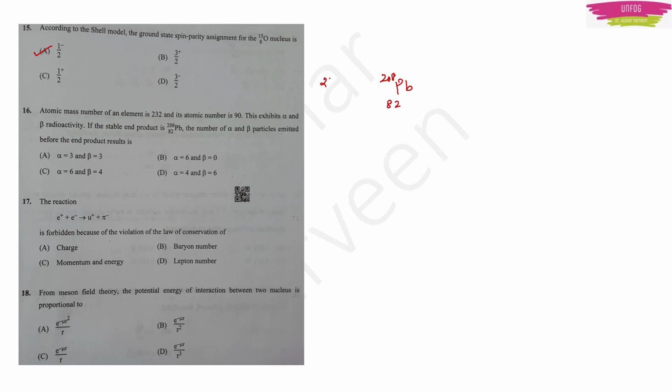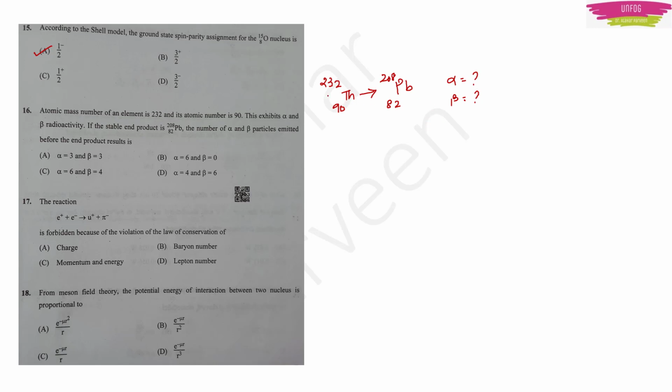So 232, I think it will be thorium, and this will be 90. So there is a decay and lead is formed. Now they are asking how many alpha particles and how many beta particles are released here.